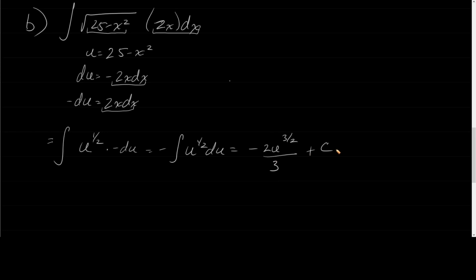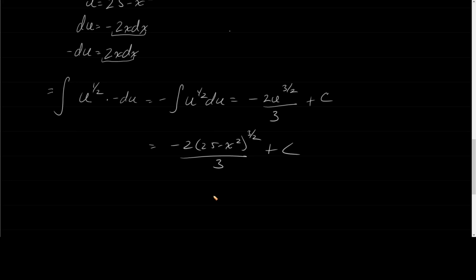But recall that the problem was not about u. So what we have here is negative 2 times 25 minus x squared to the 3/2 over 3. Make sure the answer is always in terms of your x over here.